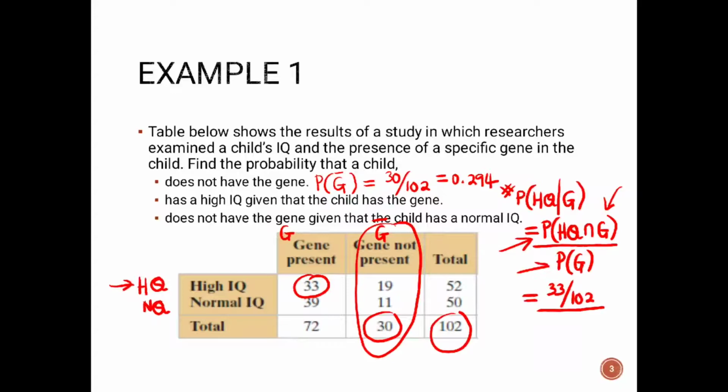Now let's look at the denominator, P of G. P of G is referring to this column, which means 72 over 102. This is actually 33 over 72, and that's 0.458.